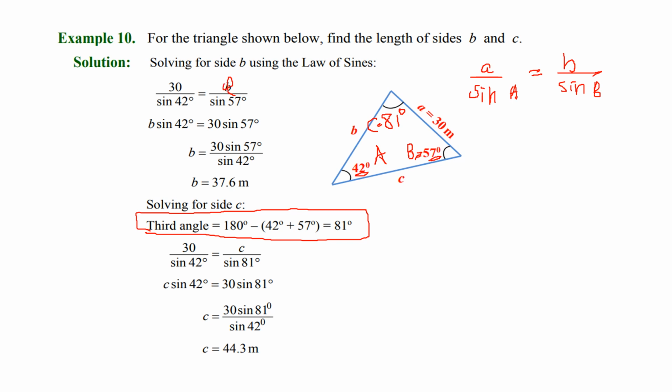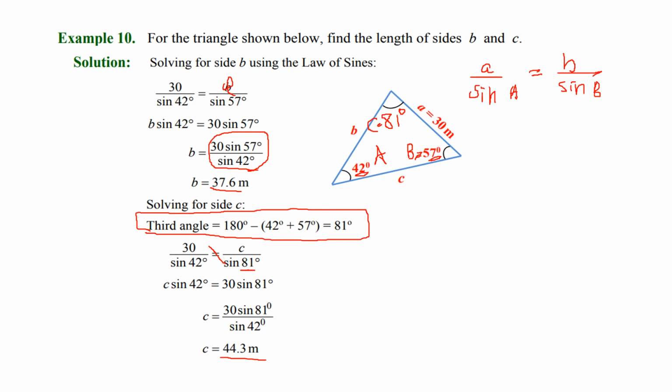So cross multiply by sine 57. It becomes 30 times sine 57 divided by sine 42. And we can find the value from the calculator. So the answer is 37.6 meters. Next you have to find side C. You can use the other one, A over sine A equal to C over sine C, and replace the values. Sine C we already got, 81°. By cross multiplication, C is 30 times sine 81° divided by sine 42°. And the value is 44.3 meters.